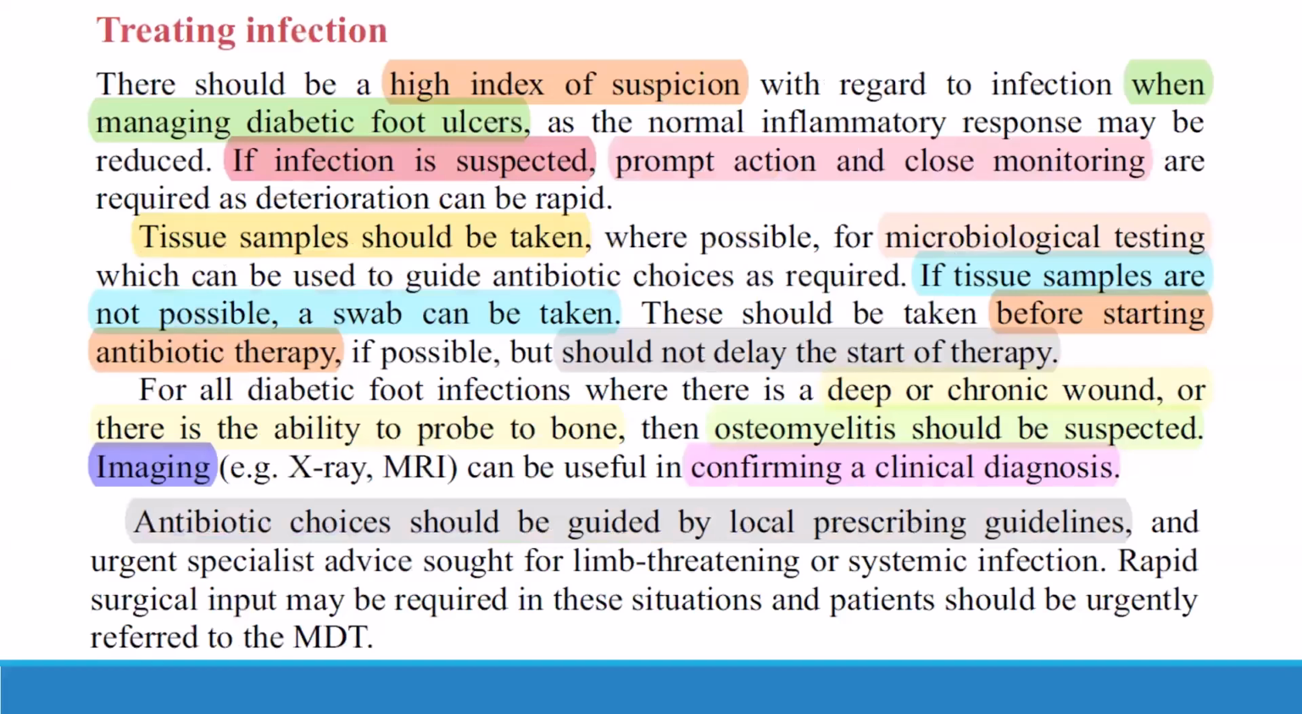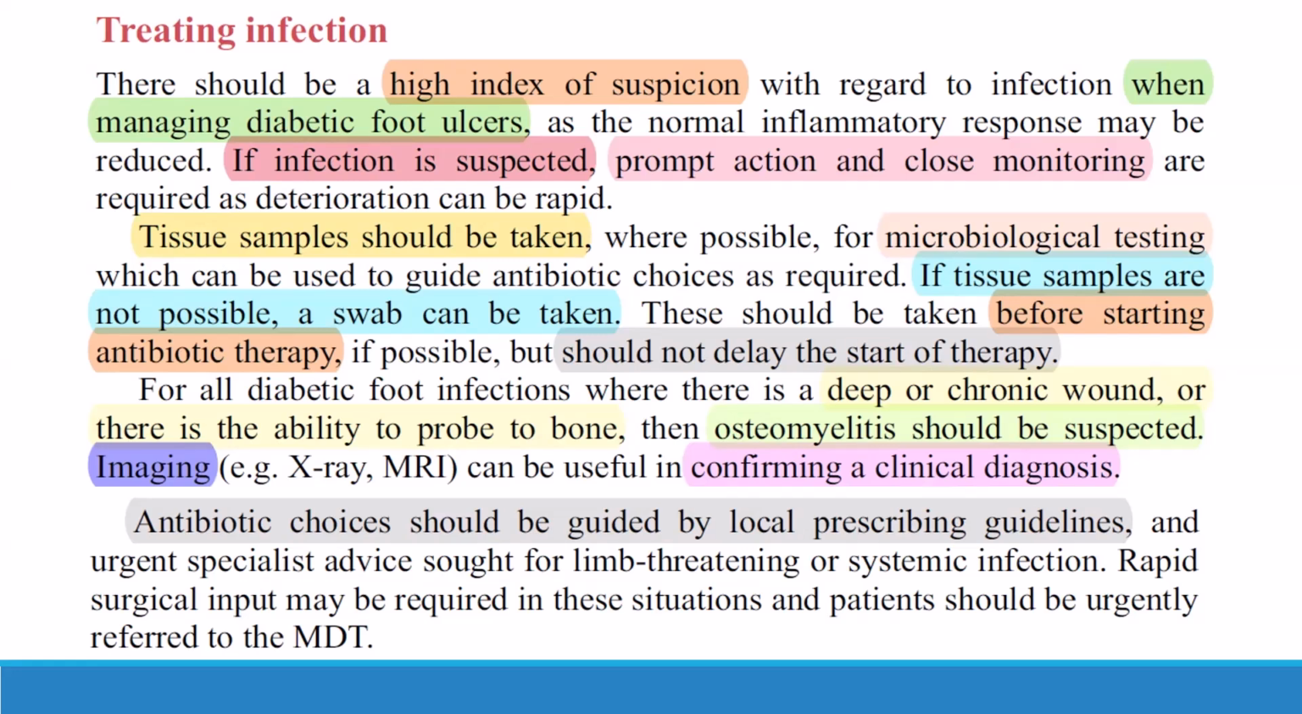The treating of infection is essential, and we should have a high index of suspicion with regard to infection when managing diabetic foot ulcer. If infection is suspected, we should give prompt action and close monitoring. Tissue sample should be taken for microbiological testing. If tissue sample is not possible, a swab can be taken before starting antibiotic, but should not delay starting therapy. We should exclude osteomyelitis by X-ray and MRI.